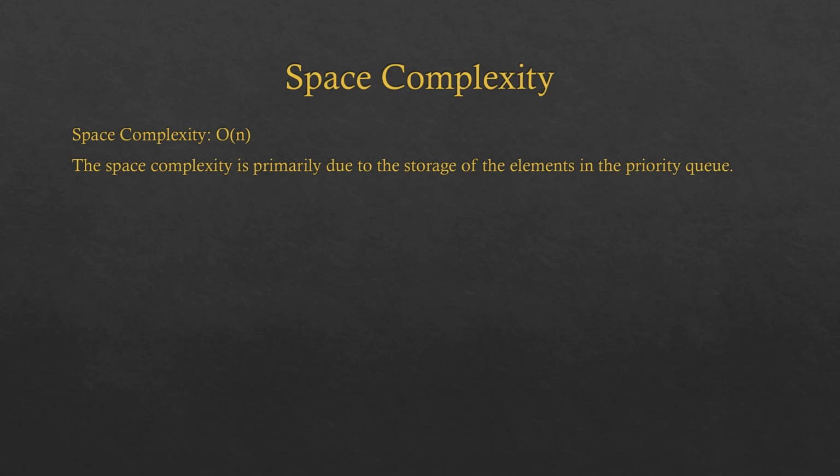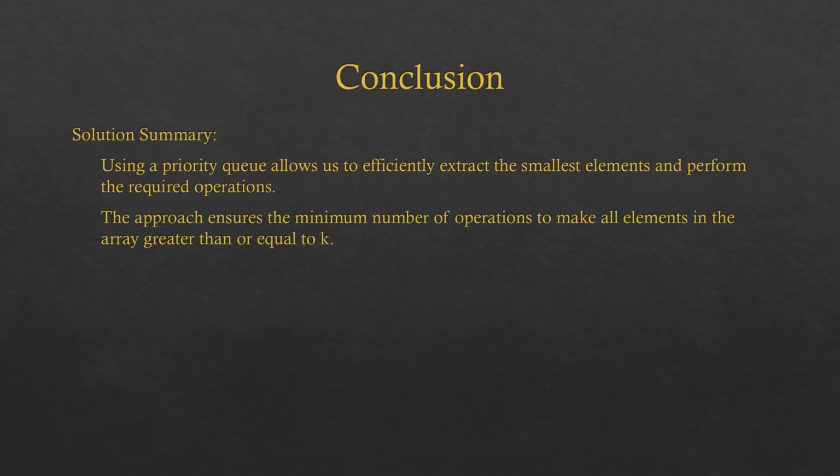The space complexity of this solution is O(n). This is because the primary space usage comes from storing the elements in the priority queue. In conclusion, using a priority queue allows us to efficiently manage and retrieve the smallest elements in the array. This approach guarantees the minimum number of operations needed to ensure all elements in the array are greater than or equal to the given threshold value k.